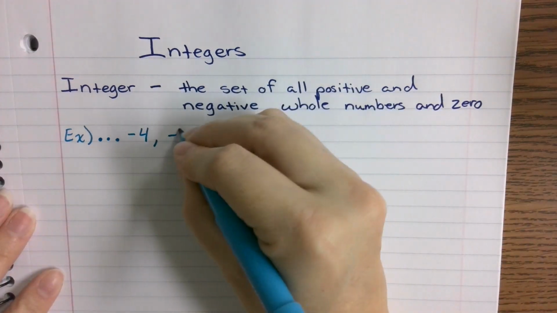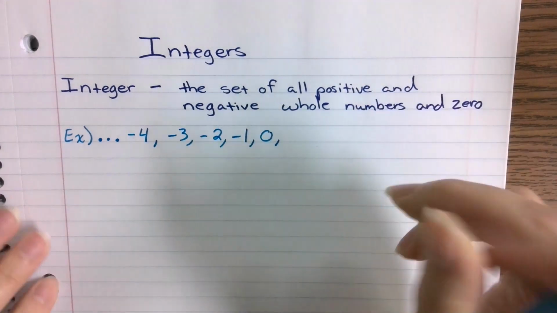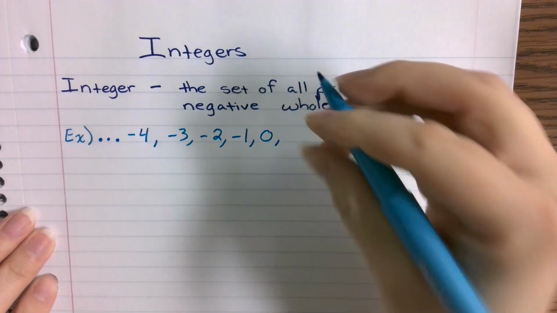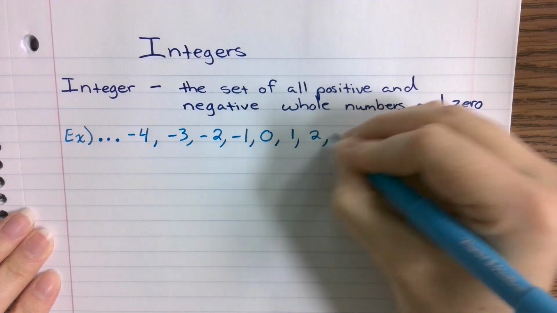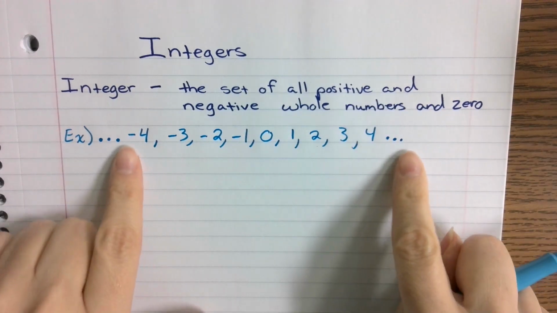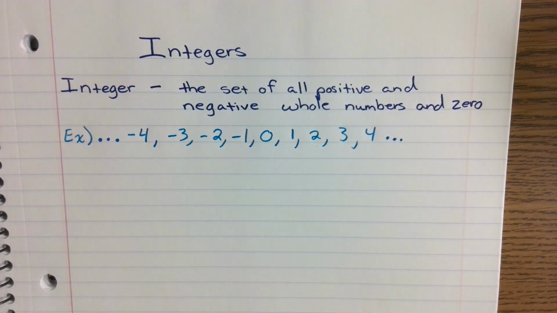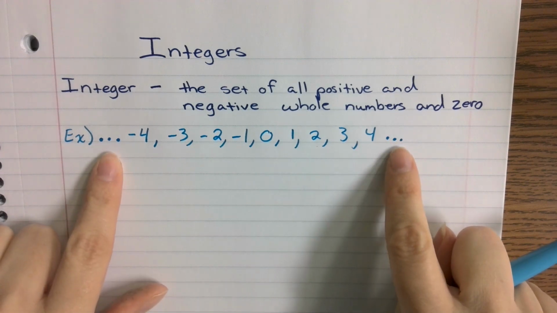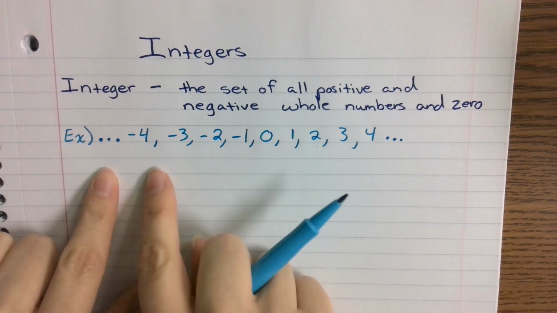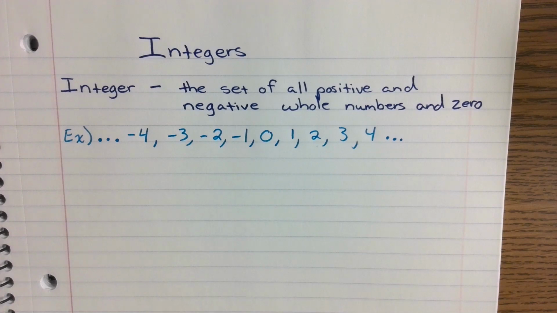So, -4, -3, -2, -1, 0, 1, 2, 3, 4, and then notice on both ends I've got that dot, dot, dot. That dot, dot, dot means that it's going to continue going on forever in an infinite amount. But you have to have them on both ends because now that we're talking about negatives, you do have a negative infinity just like you have a positive infinity.